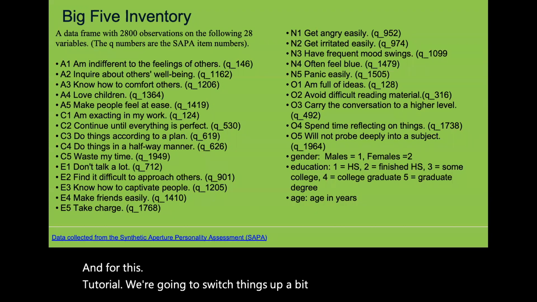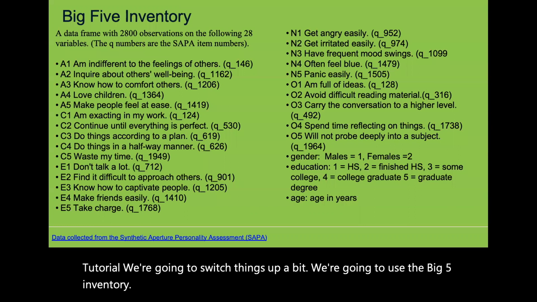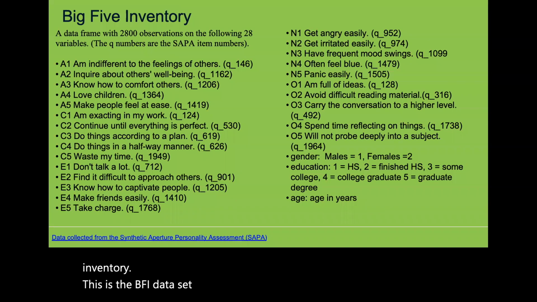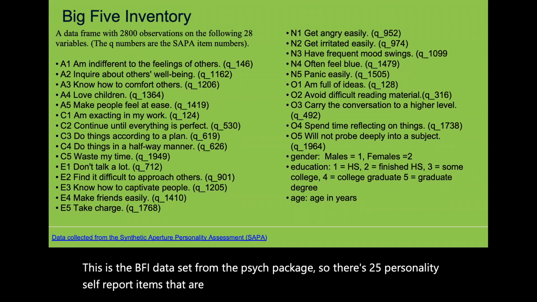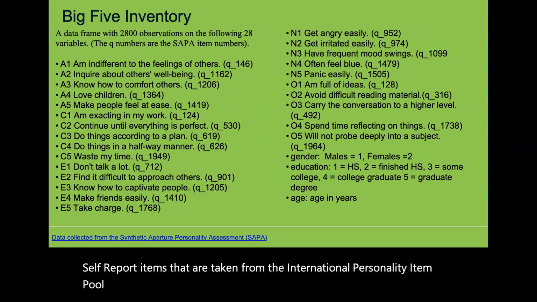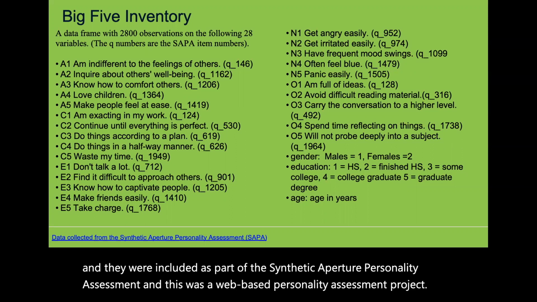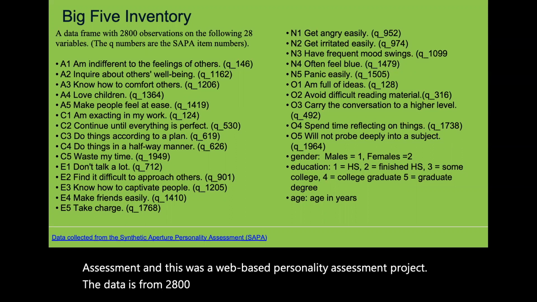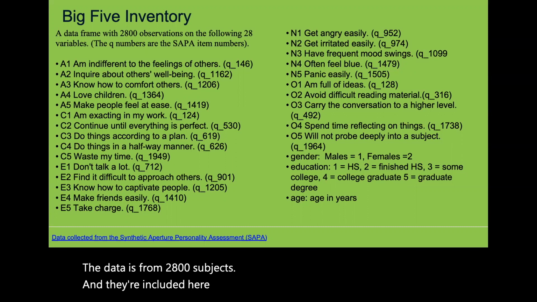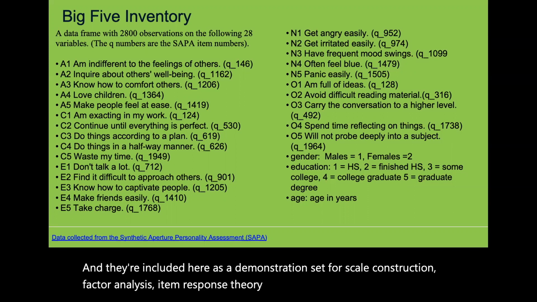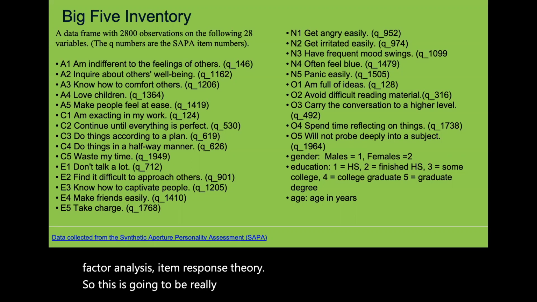We're going to use the Big Five inventory. This is the BFI data set from the psych package. There are 25 personality self-report items taken from the International Personality Item Pool, and they were included as part of the Synthetic Aperture Personality Assessment, a web-based personality assessment project. The data is from 2,800 subjects, and they're included here as a demonstration set for scale construction, factor analysis, and item response theory. So this is going to be really good for us to practice with factor analysis.